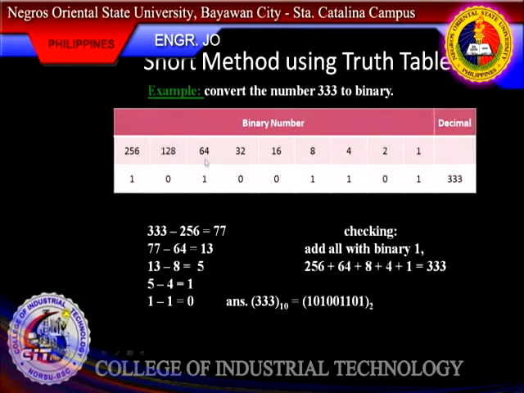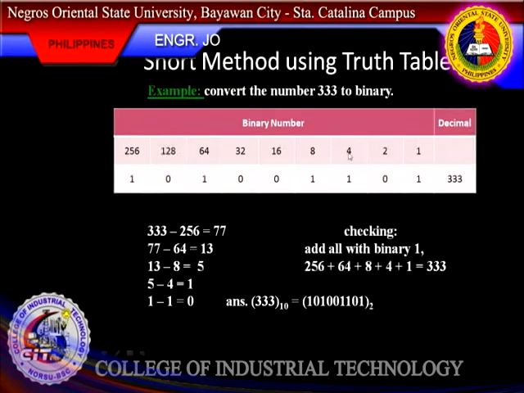Now this time, the closest for 77 is 64, so we put 1 for 64. Therefore, 77 minus 64, because we assigned 1 for this one, is equal to 13. Again, 32 is greater than 13, so we put 0 for 32. And 16 is also greater than 13, so we put 0. Then the closest for 13 in our table is 8, so we put 1. So 13 minus 8 is equal to 5.